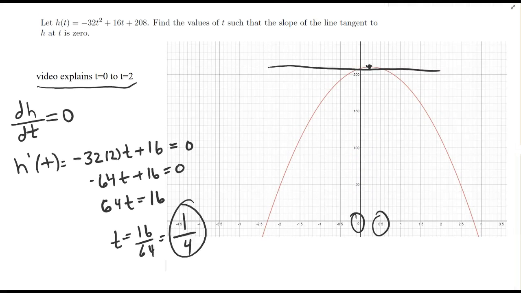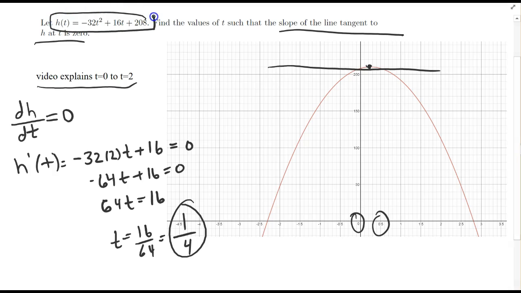Now I know you don't have graphing calculators available to you on exams, so you wouldn't necessarily be able to see it. However, keep in mind when you want to find the slope of the tangent line to be 0, that means the derivative is 0 at that point. So if you take the derivative of the function and set it equal to 0, and you solve for the value of t that makes that true, you'll get the value of t where the slope is 0.